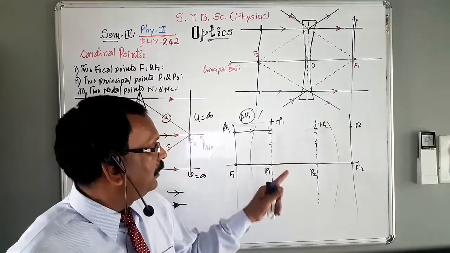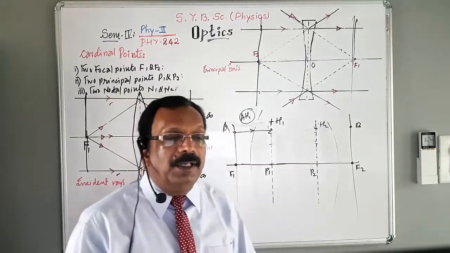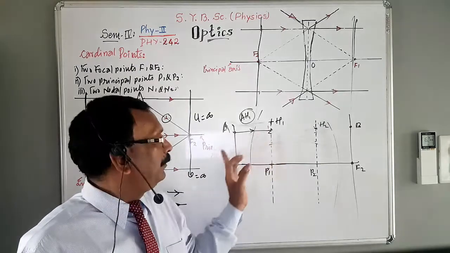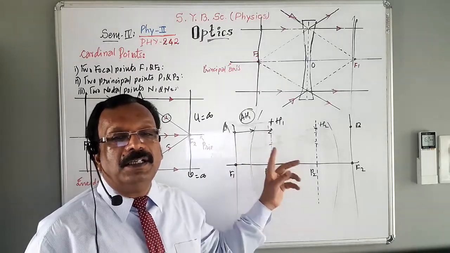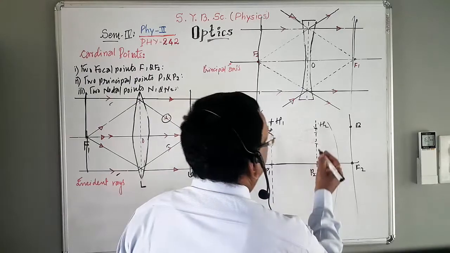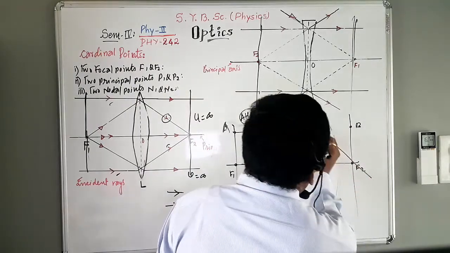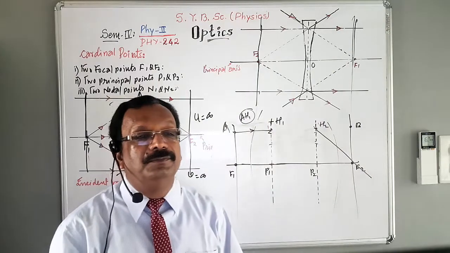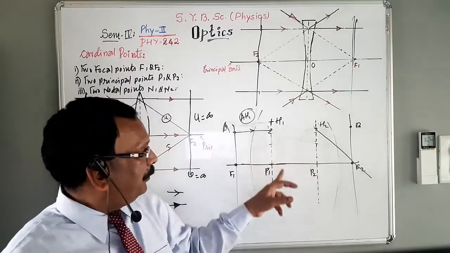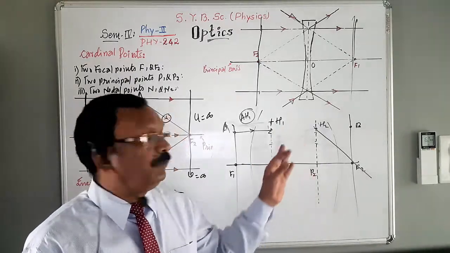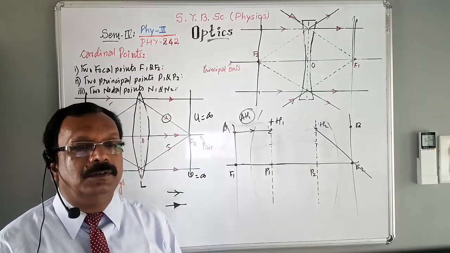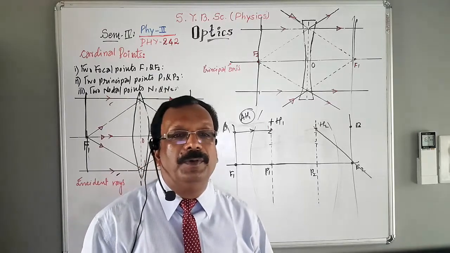Its conjugate H1 P1. Remember, consider a ray AH1 travelling parallel to the principal axis. Its conjugate ray emerges out and it is H2 F2, such that H1 P1 is equal to H2 P2. H1 F1, correct, no problem.